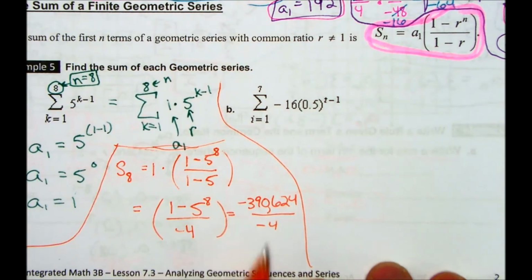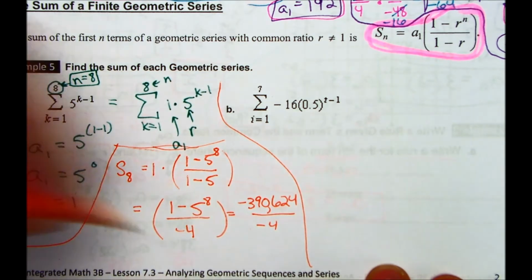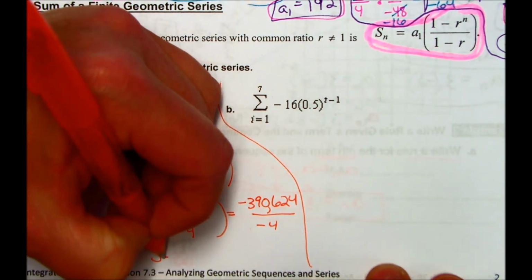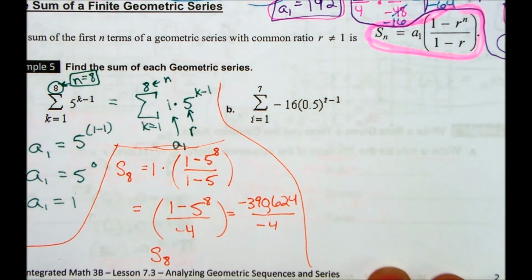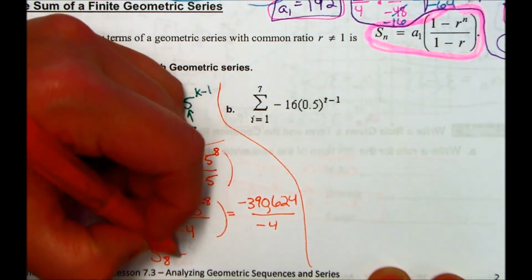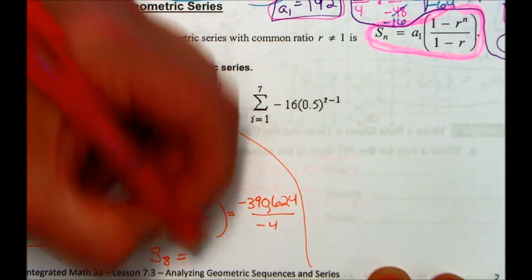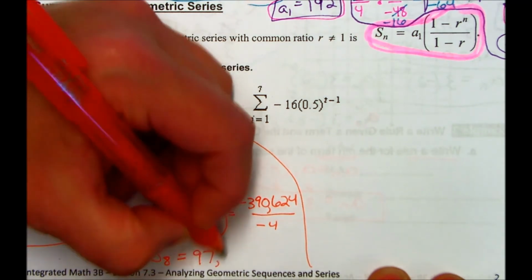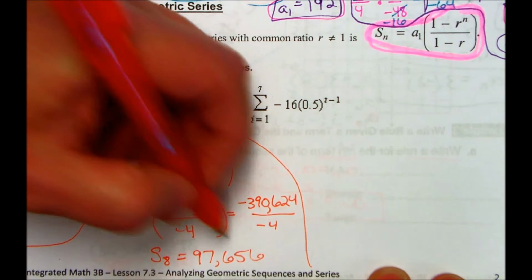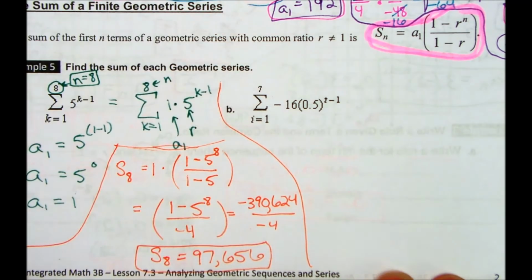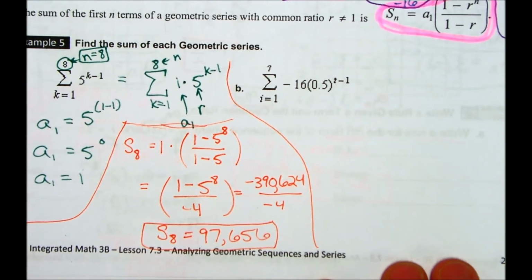So now I'm going to divide that value by negative 4. You probably could put the whole thing in the calculator at one time, but make sure you hit equals before you divide by the negative 4, or else you're going to get an incorrect value. So now I can write my answer. The sum of the first 8 terms is going to equal, when I divide this, 97,656.